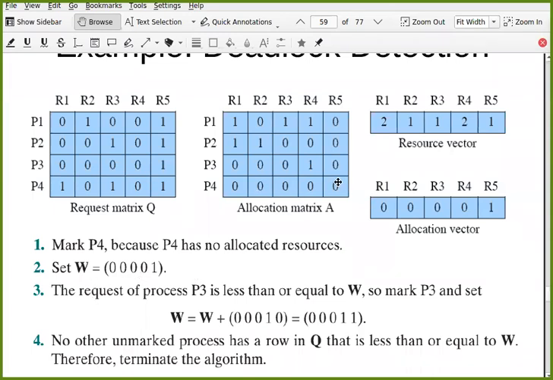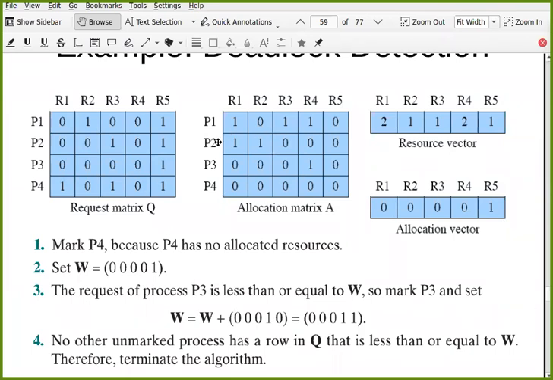Now P4 is already marked, so we are left with 3 more processes, P1, P2, P3. Do we have any request row for any of these 3 processes which can be completed with W? If you see, can we complete P1 with this W, with these available resources? No, it cannot be, right? Because it requires R2, which we don't have. Similarly, P2 requires R3, which we don't have, but P3 can be completed. Yes, P3 can be completed. So the request of process P3 is less than or equal to W. So mark P3.